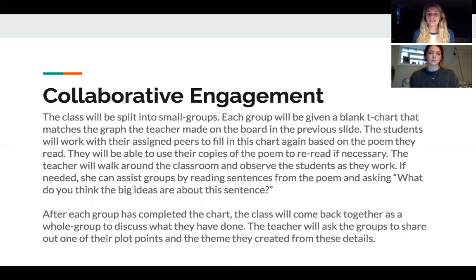If needed, she can assist groups by reading sentences from the poem and asking, what do you think the big ideas are about this sentence? After each group has completed the chart, the class will come back together as a whole group to discuss what they have done. The teacher will ask the groups to share out one of their plot points and the theme which they created from those details.